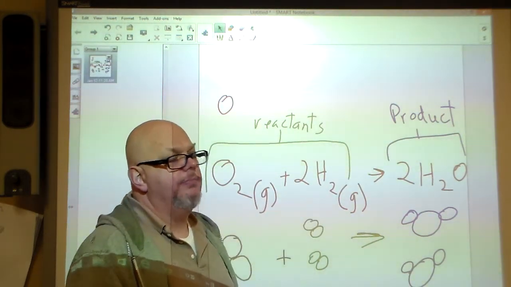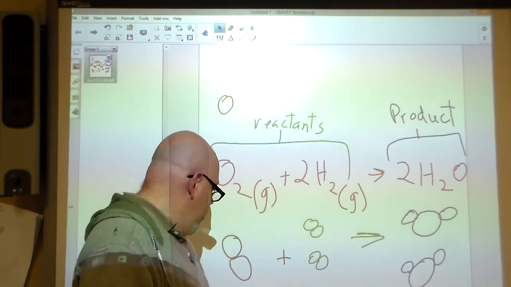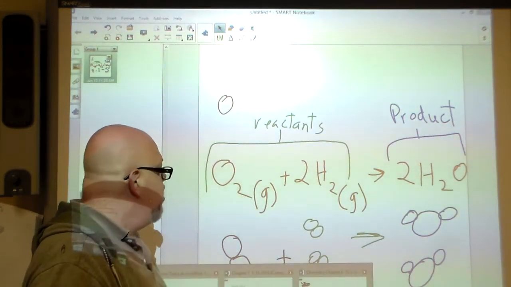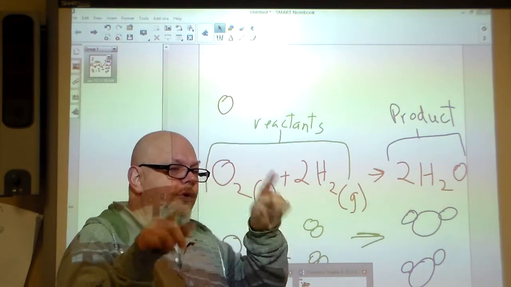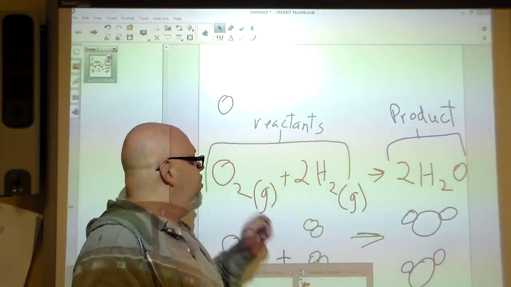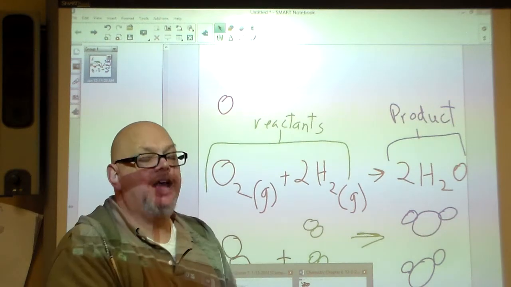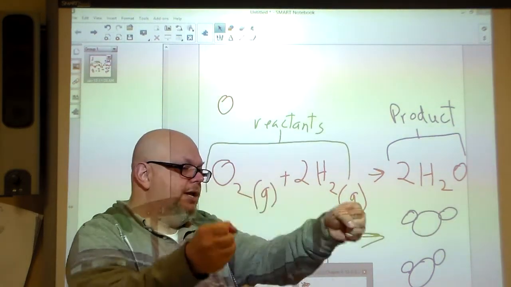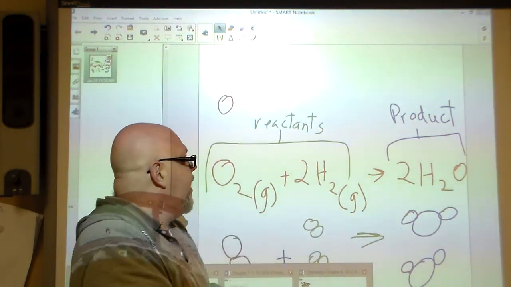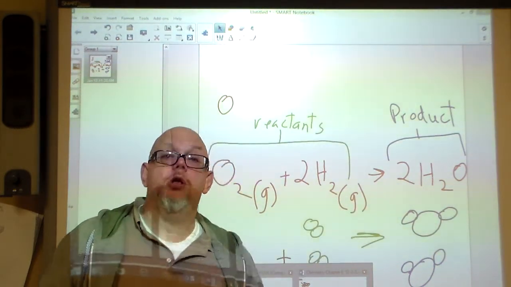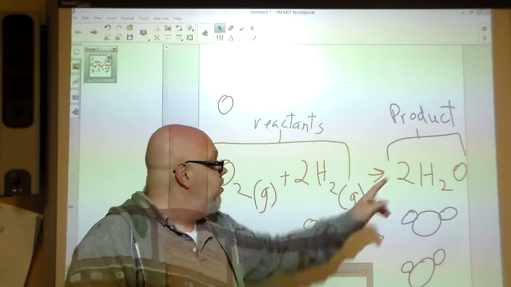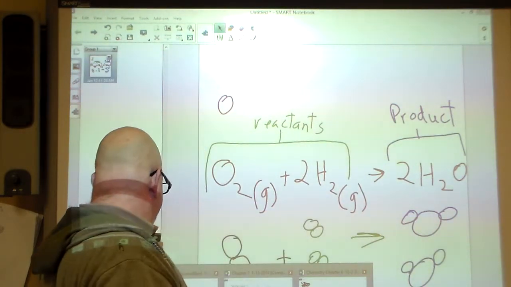Then another way to look at this: can reactions go backwards? Yes, they can. They can in fact go backwards as well. So we can take water, apply electricity to it and break it into H2 and O2 gas. That would be a decomposition reaction where you're breaking things apart.